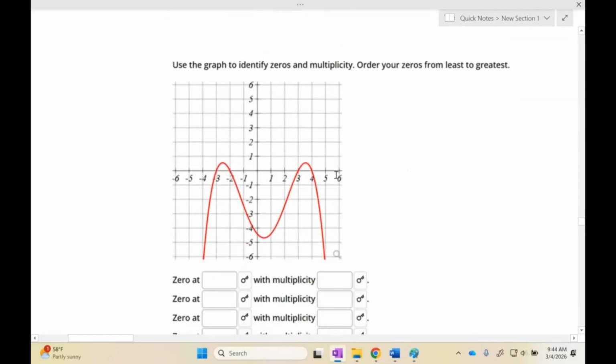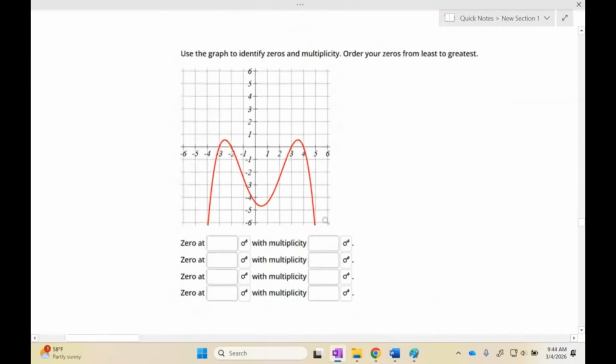Now, as far as the problems are concerned, these problems are set up in the form of a graph versus that table chart we were looking at. So just keep in mind that the zeros are the x-intercepts. I'm looking for every place that this graph hits the x-axis, and it looks like it hits here, here, here, and here. So I'm going to start with my leftmost 0 or x-intercept. Here the x-intercept is -3.